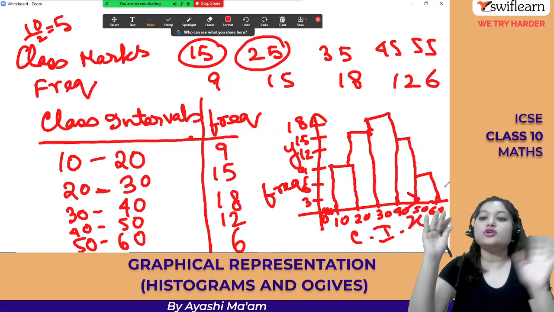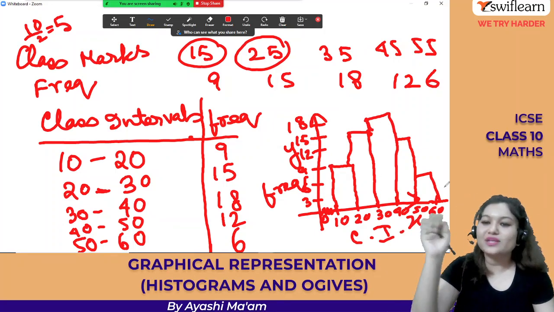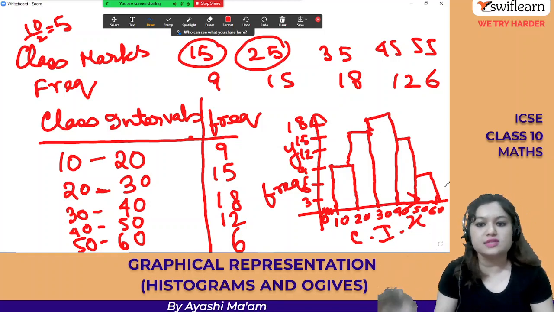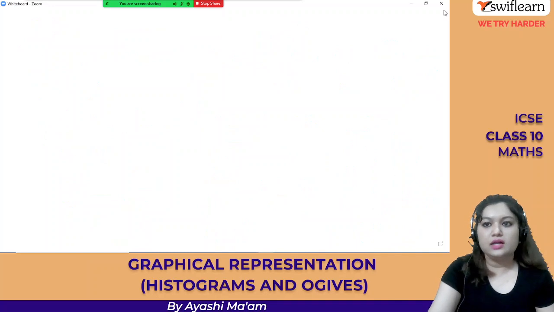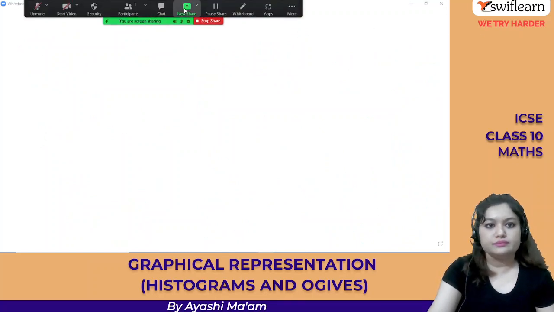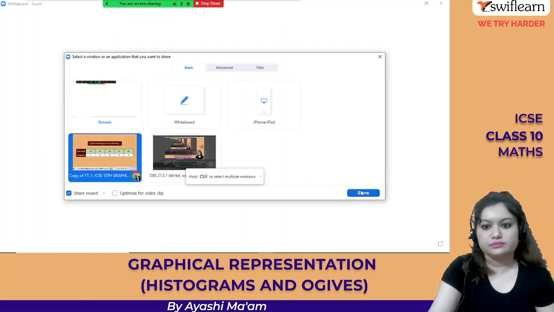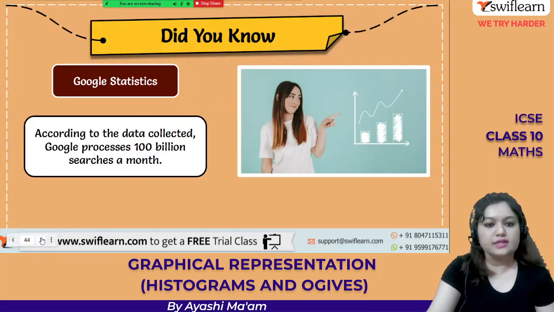Make sure to do it with a scale. Now I am doing it with my bare hands, but you will have to do it with your scale. Your graph needs to be really neat and clean. Let's see what is next.